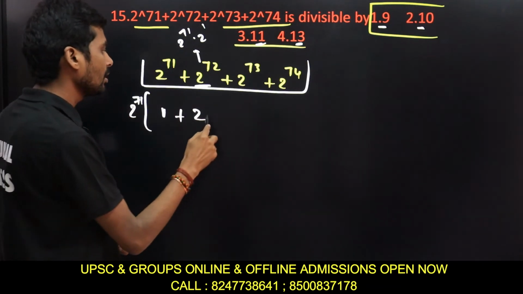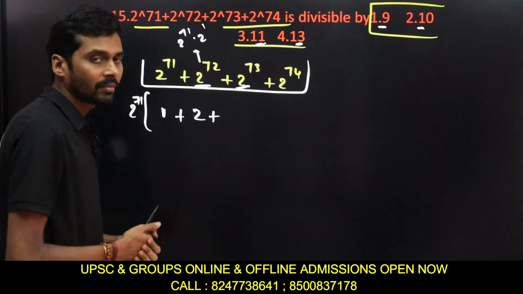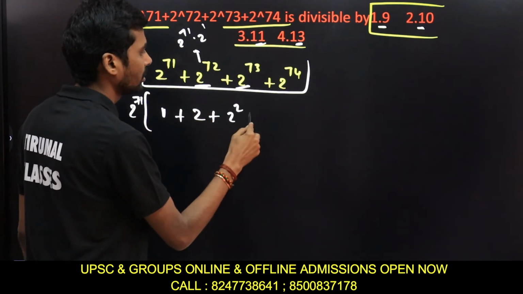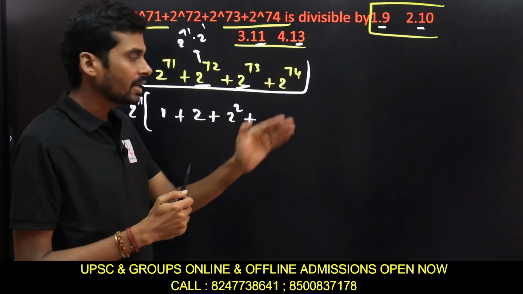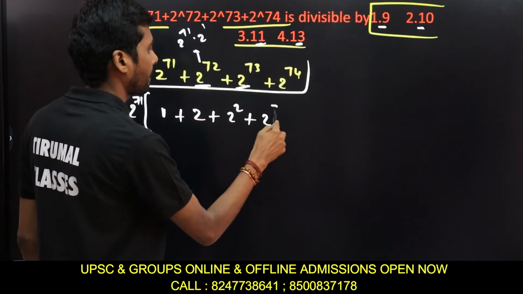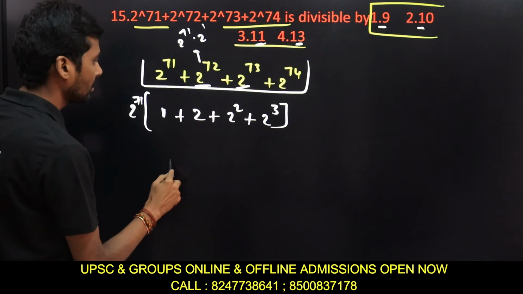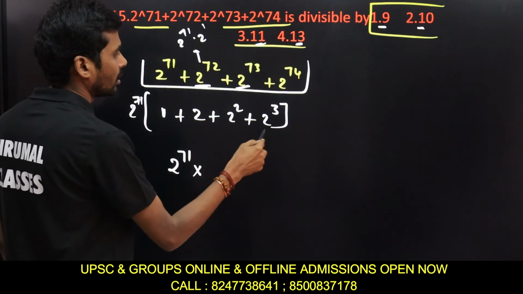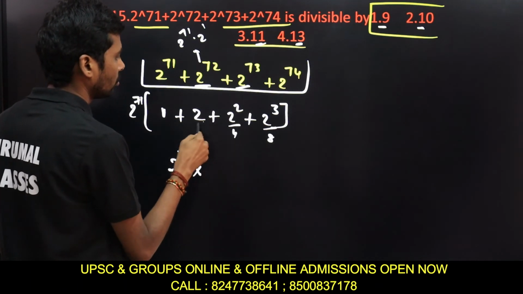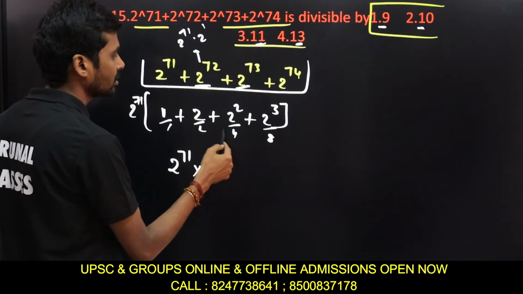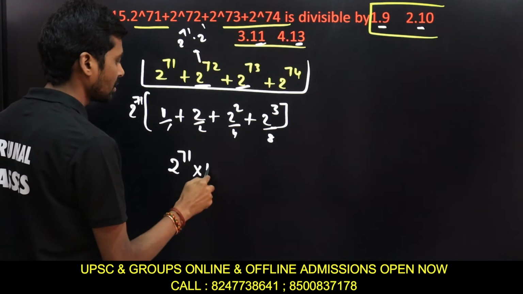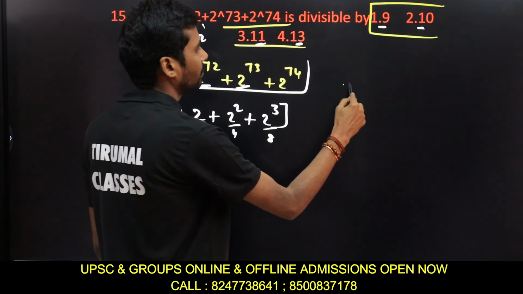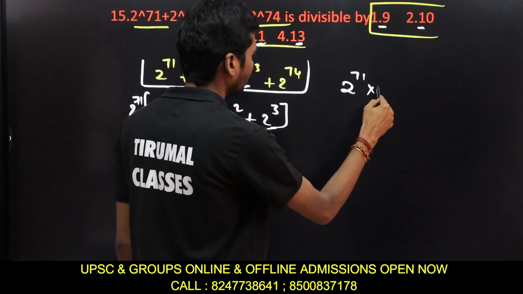Similarly, 2 power 73 is 2 power 71 into 2 square, and 2 power 74 is 2 power 71 into 2 cube. Which means this number can be simplified as 2 power 71 into 8, 4, 2, 1. 8 plus 4 is 12, 12 plus 2 is 14, 14 plus 1 is 15. The simplified number is 2 power 71 into 15.